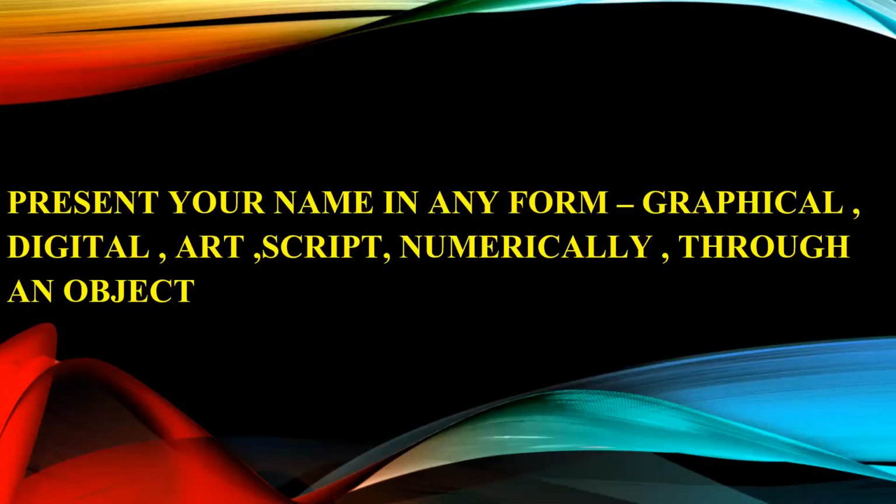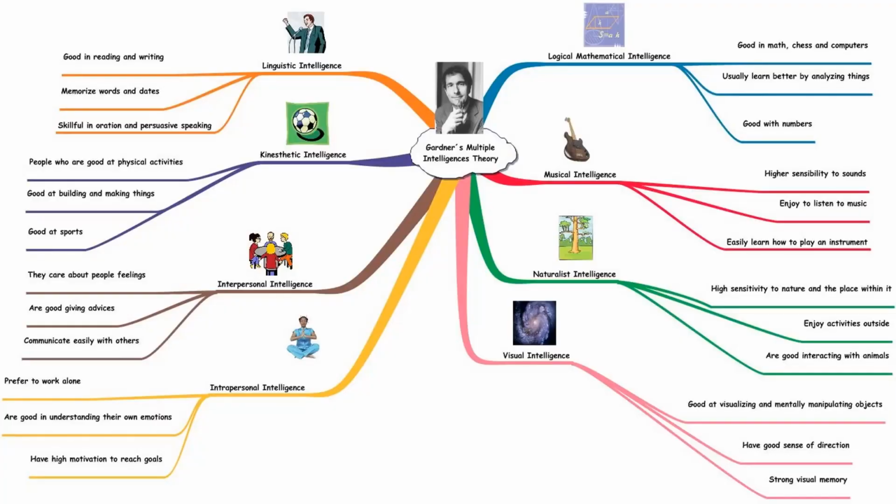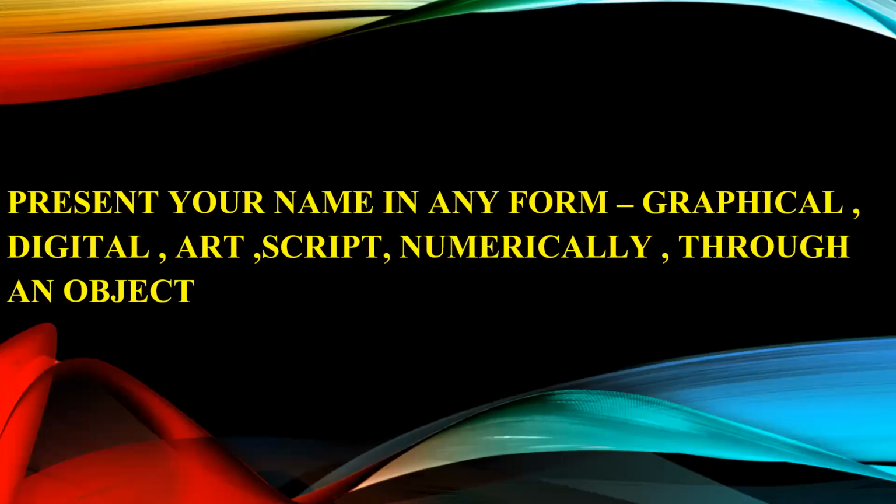So I told you about the different kinds of intelligence we can have. You can recognize how many types of intelligence you have. Do you think that you have linguistic, kinesthetic, interpersonal, intrapersonal, logical mathematical, musical, naturalist, or visual intelligence? Find out what you have. Now I have given you the examples also.